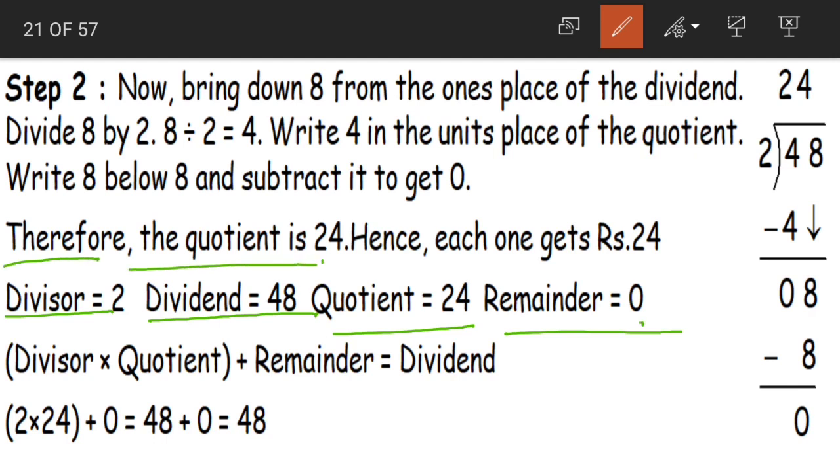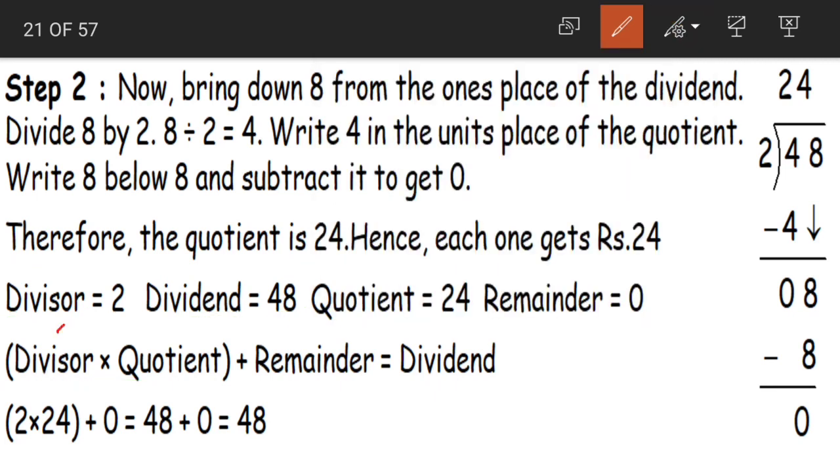Therefore, the quotient is 24. Hence, each one gets 24 rupees. If you remember the statement, children, divisor into quotient plus remainder should be equal to what? Our dividend. Divisor is 2 into our quotient 24. So what is 2 into 24? 2 into 24 becomes 48.